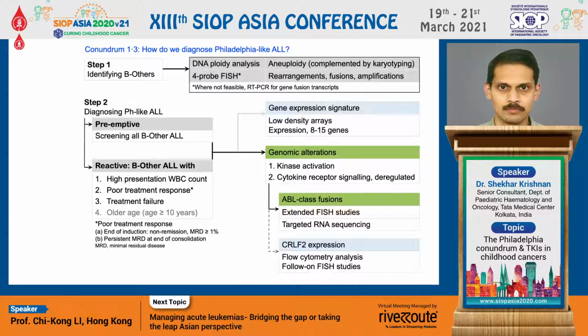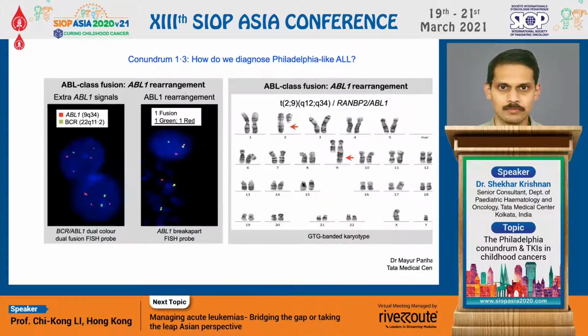I'll come to that in a moment. Or CRLF2 expression, which can be recognized, as previously indicated, by flow cytometry studies and follow-on FISH studies. And I'll come to this in the next slide. So I'm going to draw your attention, I hope my cursor is visible, please look at the left side of the screen.